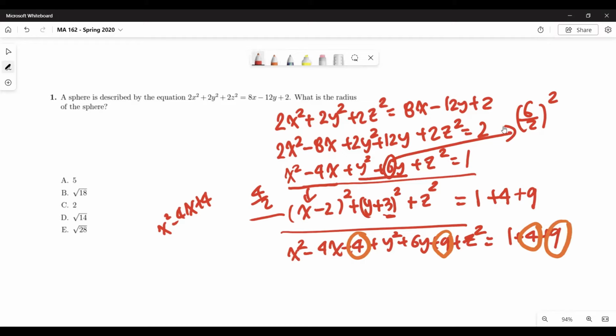So if you write this, this part is our radius squared, right? So r squared is 14, and r is then square root of 14. So the answer is D.